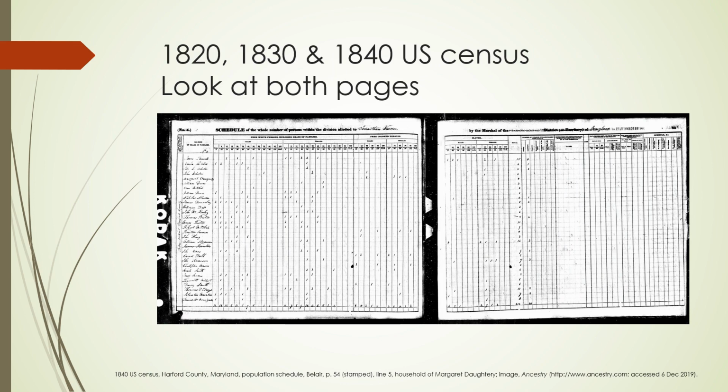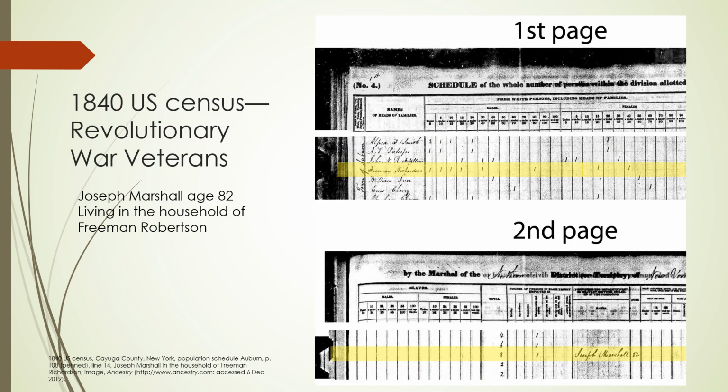Our first hint is to look at both pages of the census for the 1820, 1830, and 1840 census. Imagine them as the mirror pages in a book, and each page has unique information on it. If you don't look at that second page in the 1840 census, you may miss out on proof that your ancestor served in the Revolutionary War.